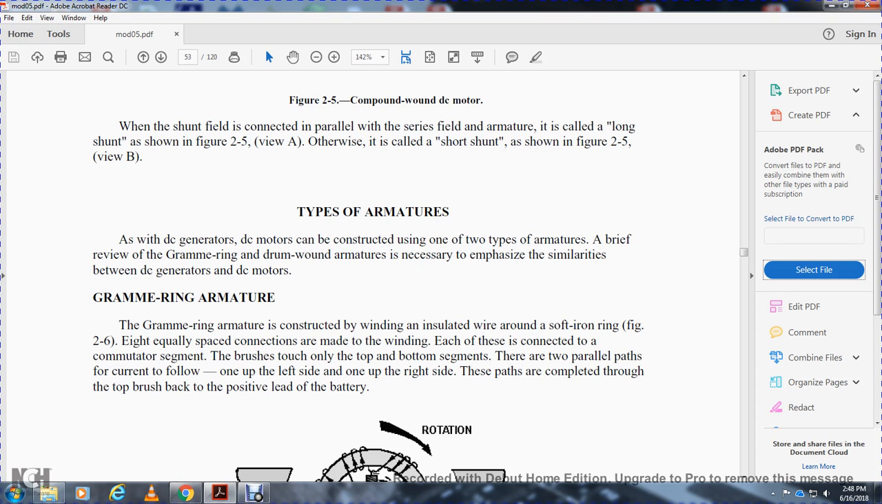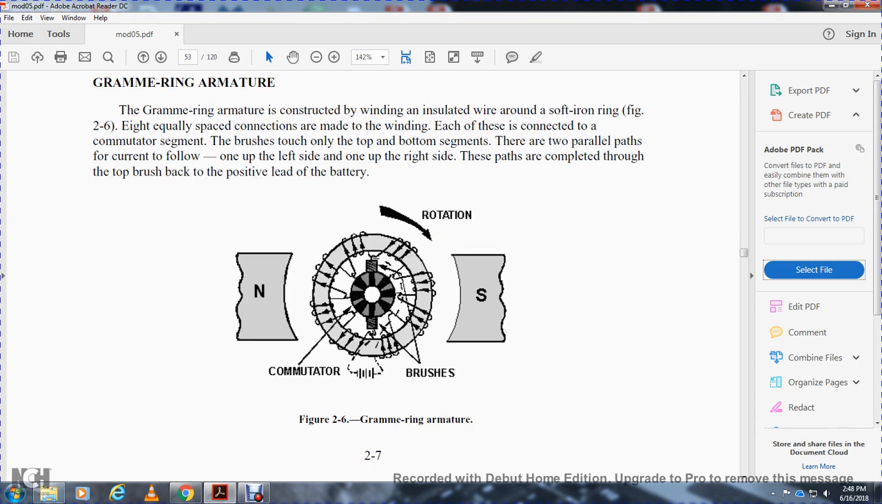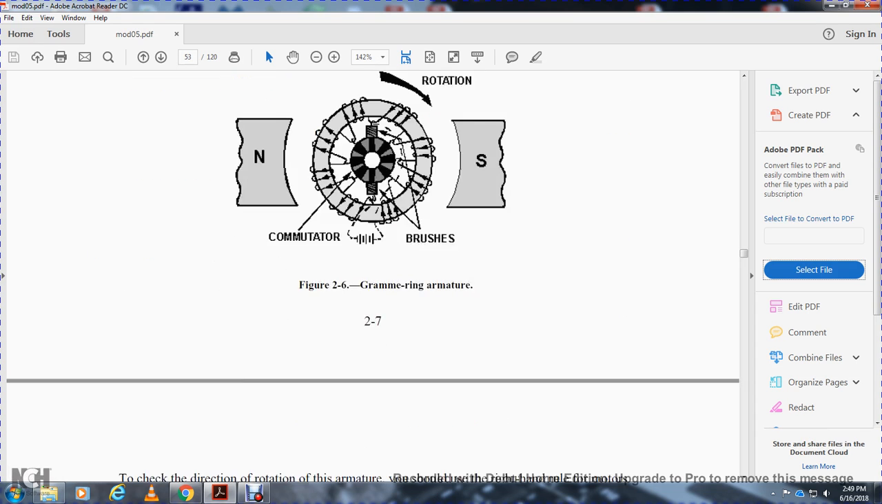The brushes touch the top and the bottom segments, creating two parallel paths. Current will flow, one on the left side and one on the right side. These paths are completed through the top brush back to the positive lead of the battery. The commutator and brushes rotate with the Gramme ring.